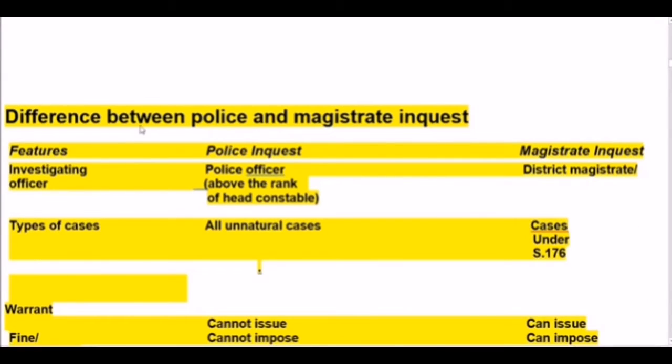Now, difference between police and magistrate inquest. The investigating officer doing police inquest is above the rank of head constable, but magistrate inquest is done by district magistrate, tehsildar, or additional district magistrate. In all unnatural cases, police inquest is conducted by an investigating officer above the rank of head constable. But in case of magistrate inquest, it is all the special cases I just mentioned.